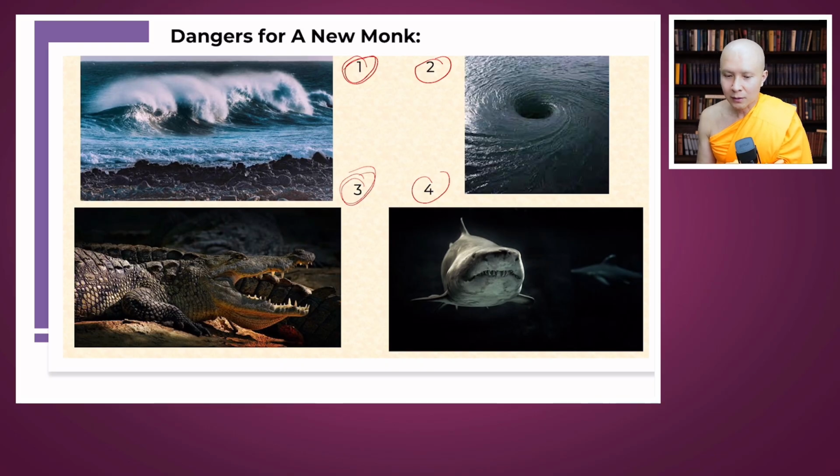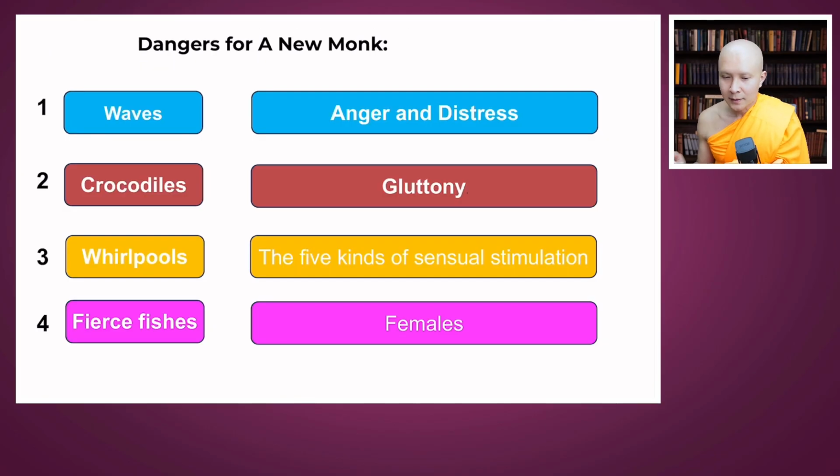The first one is called the wave. The wave refers to the lack of patience, anger and distress. Why is that? Because when someone becomes a monk, that person, no matter who they are, it doesn't matter how rich they are, how much education they have, good family, poor family, doesn't matter. When someone becomes a monk, they have to leave everything behind. They have to follow the same rules.